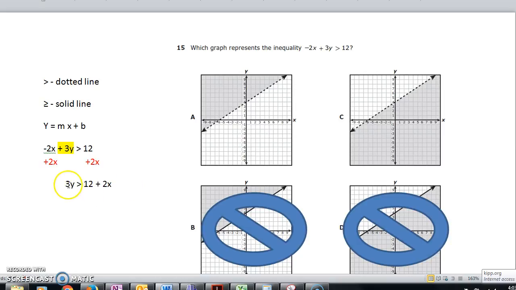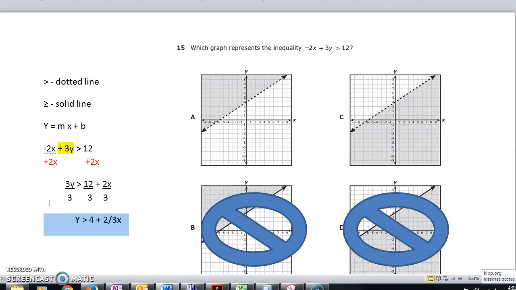All right. Next step, I still need the y all by itself. So divide everything by 3. Divide by 3, divide by 3, divide by 3, and I get y is greater than 12 divided by 3, which is 4, plus 2 divided by 3. Can't reduce that anymore, so leave it as a fraction, 2/3 x.